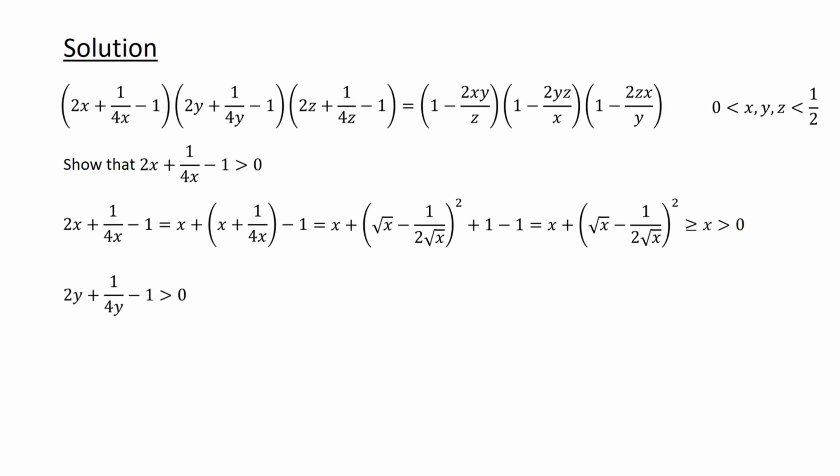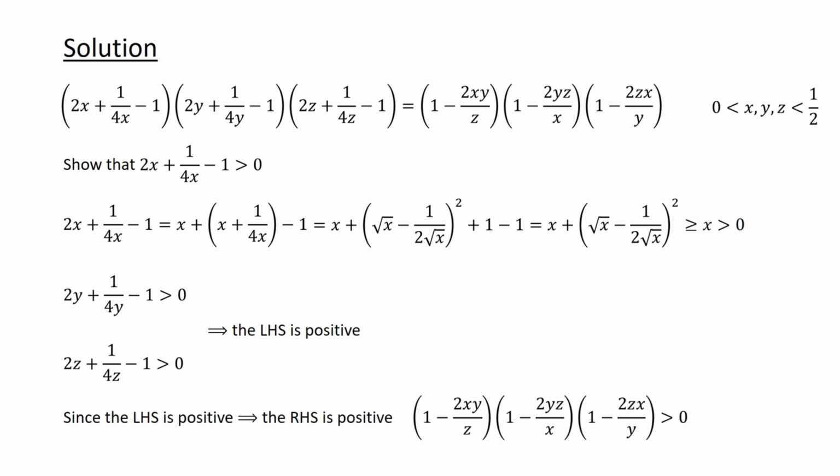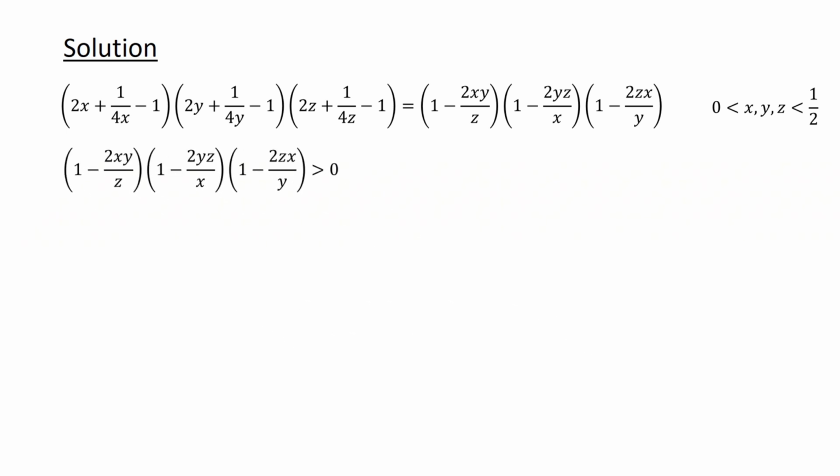Similarly, we have 2y + 1/(4y) - 1 is greater than 0, and 2z + 1/(4z) - 1 is greater than 0. Therefore, the left-hand side is positive. Since the left-hand side is positive, this implies the expression on the right-hand side is also positive. Since the expression on the right-hand side consists of 3 factors, we either have 2 factors that are negative, with the third factor being positive, or all 3 factors are positive.